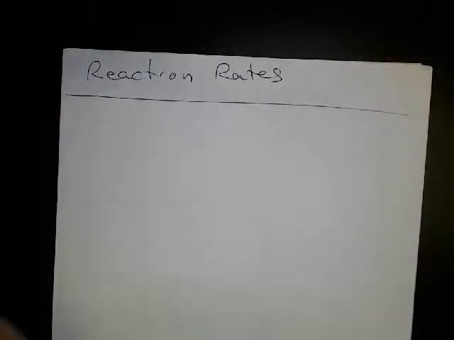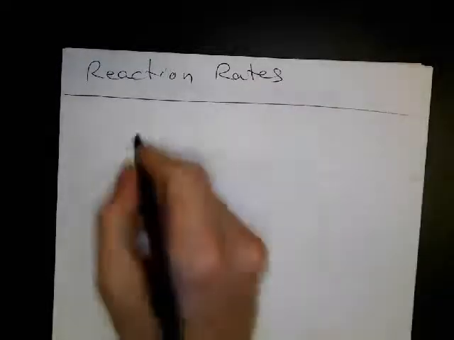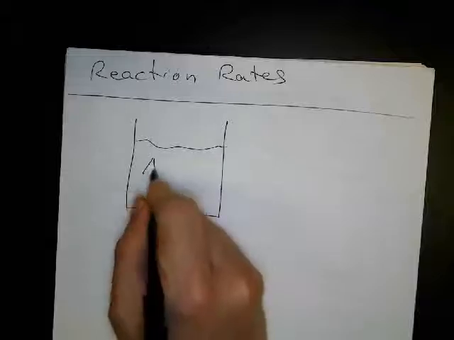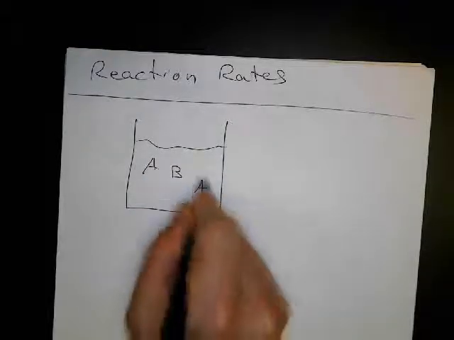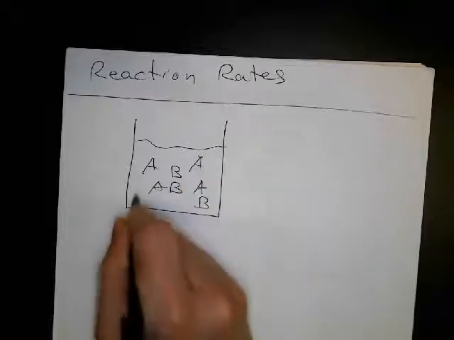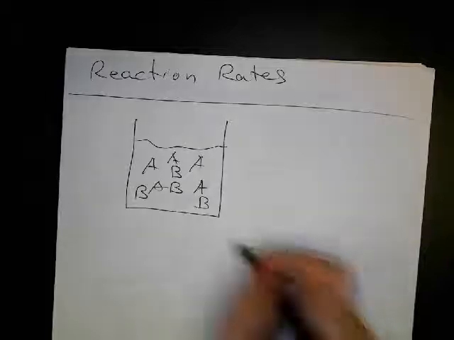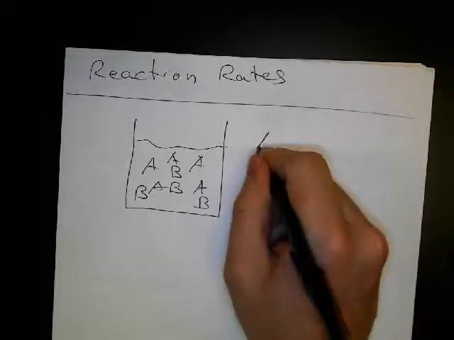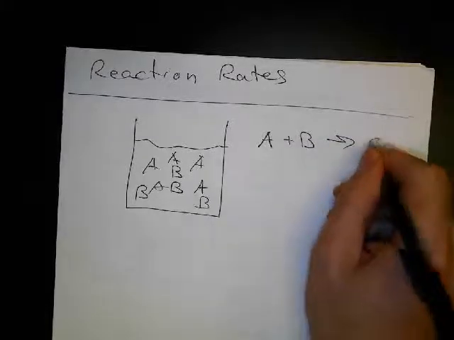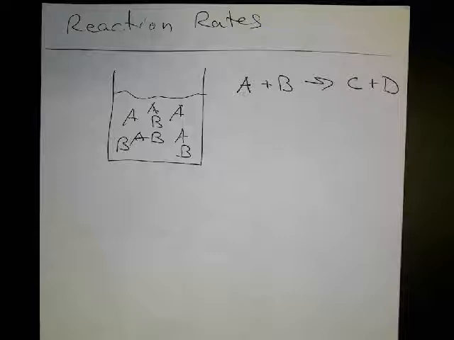What do we mean by the rate of a reaction? Well, generally rate is about speed. So let's suppose you had a big container of molecules, molecule A and B, and they're all swimming around in the same drink, and they're going to react with each other according to the following equation. Let's suppose molecule A reacts with molecule B to produce molecules C and D.